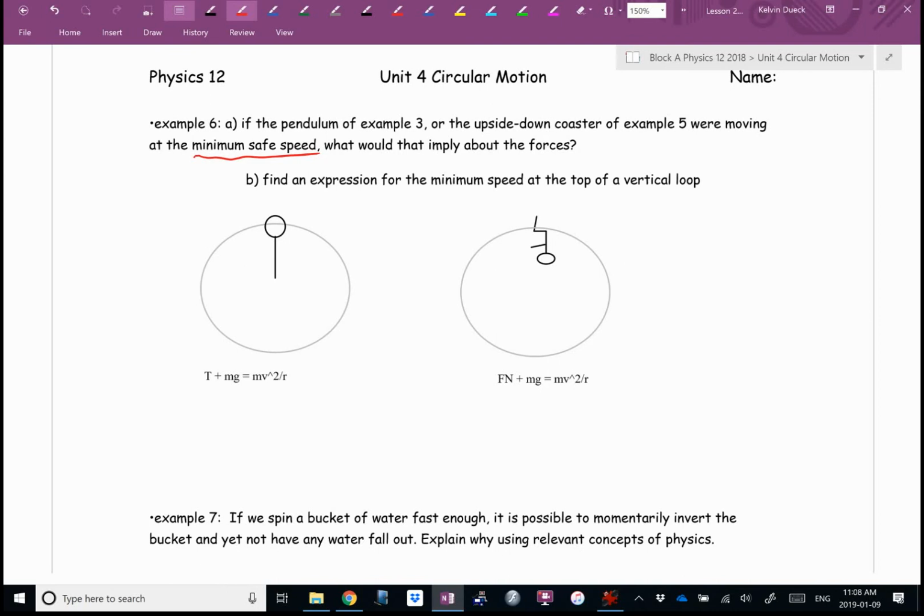Here, that's a problem probably because it started to fall. But if I hit the magic sweet spot, the rope wouldn't be slack, but it wouldn't feel any tension. So for minimum safe speed for spinning an object on the end of a rope, tension is 0. So we get this: mg, because tension is 0, equals mv squared over r.